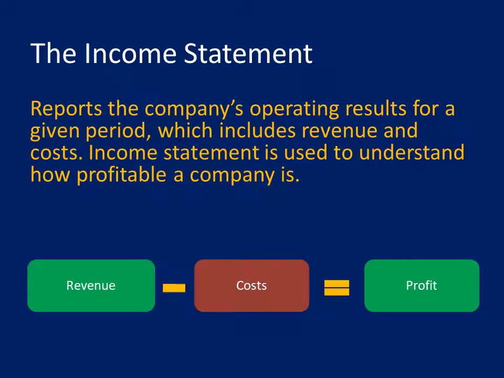The next statement is the income statement. The income statement is also known as the profit and loss statement. It reports a company's operating results for the period, which largely includes its revenues and costs. The income statement is used by analysts and investors, and it tells them how profitable the company is. In short, it can be summarized as revenue minus cost is equal to net profit.